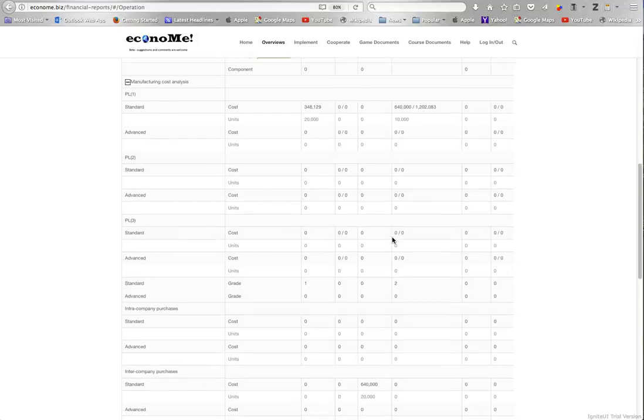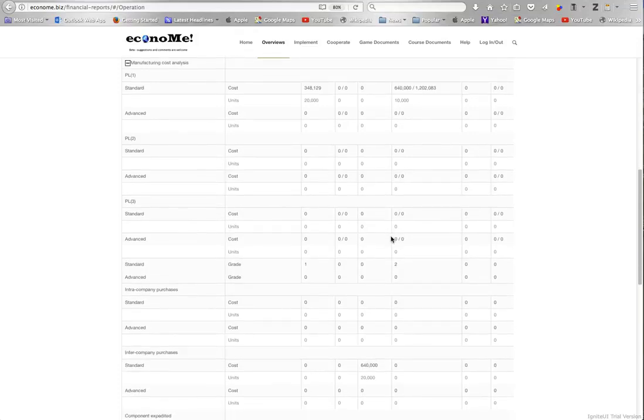Now, let's move to the manufacturing cost analysis. The manufacturing cost analysis is interesting because it provides you with information about the cost of production of your goods. It is organized around your factories, plant 1, plant 2, plant 3. Each factory can produce, provided you own the grade or you have authorization to use a certain license, either standard or deluxe. In this case, it's called advanced.